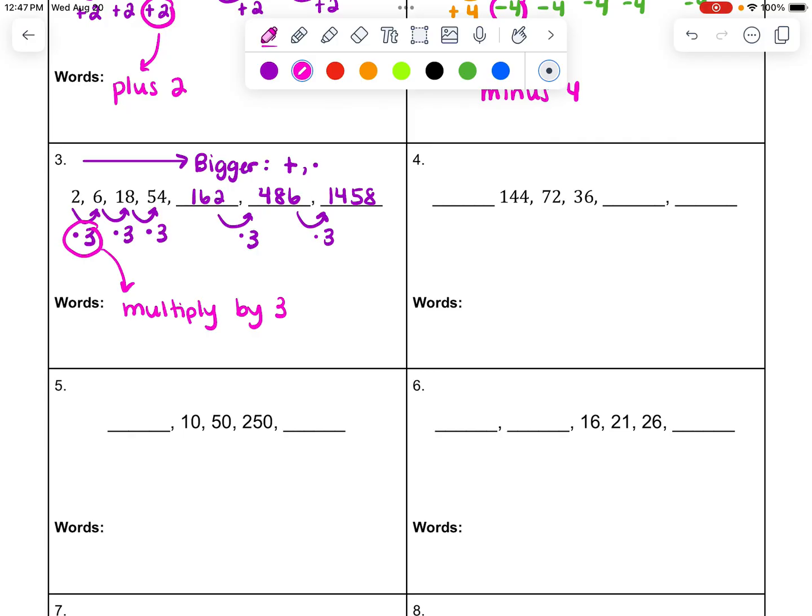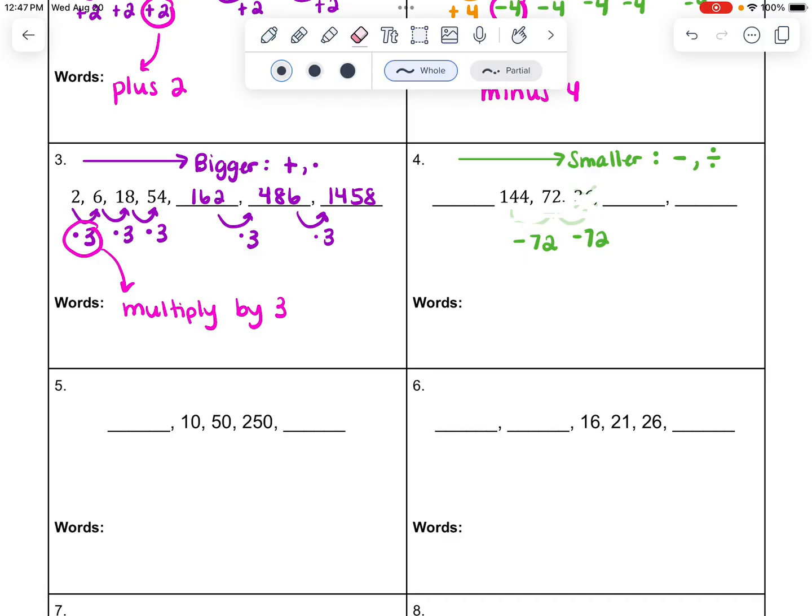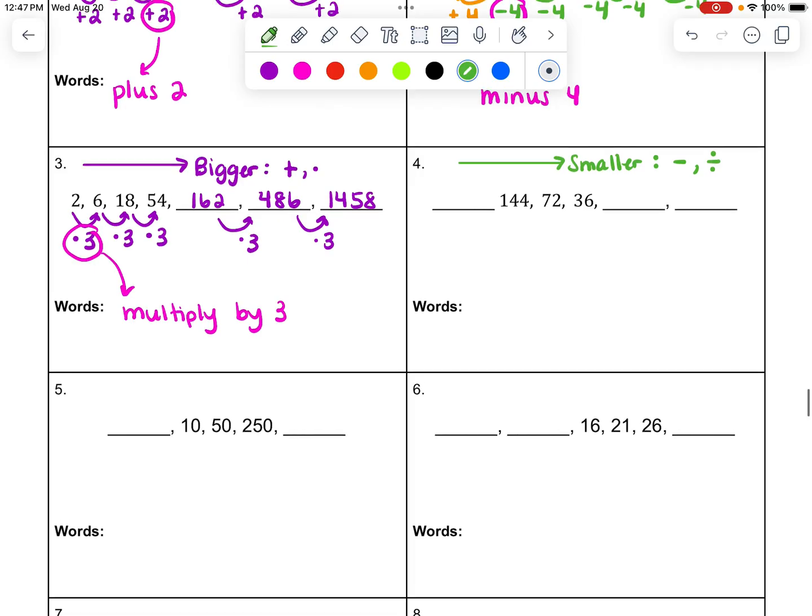For problem number 4, I'm noticing that the numbers are getting smaller, which means we either subtract or divide. To go from 144 to 72, I could subtract 72. But if I subtract 72 again, I don't get 36. So that cannot be my pattern.